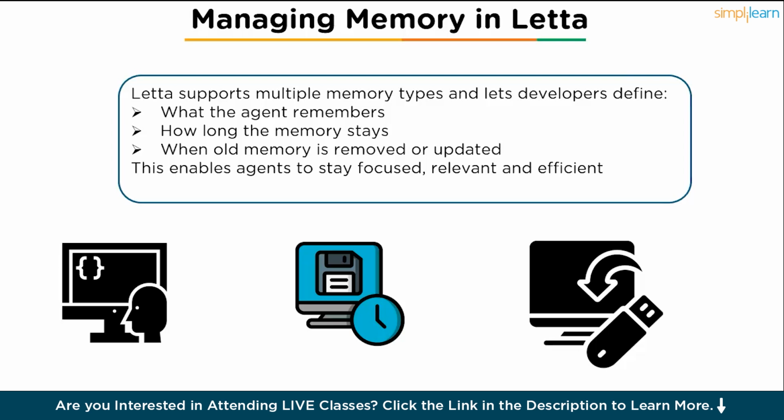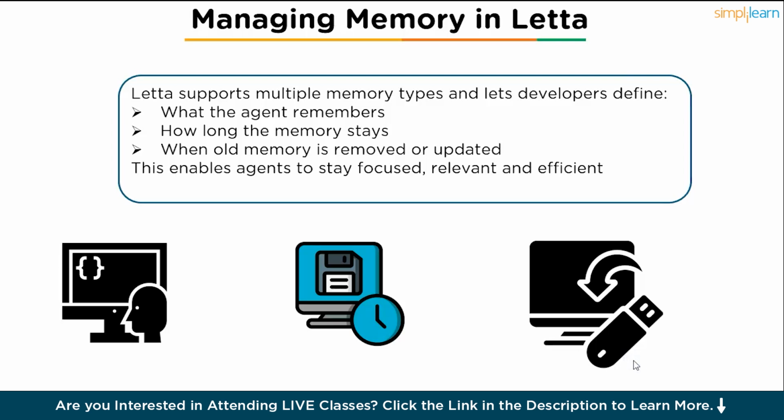Memory management in Letta is flexible and developer-friendly, which includes customizable memory rules, which is define what the agent remembers, how long it persists, and when outdated information should be updated or removed. Then we have focus on the relevance. By fine-tuning memory parameters, agents remain sharp, responsive, and effective. Then we have multiple memory types, which is from temporary chat memory to persistent long-term memory. Letta offers solutions tailored to every need. This versatility ensures agents are both effective in the moment and reliable over time.